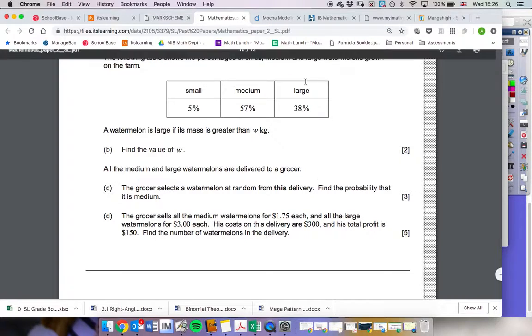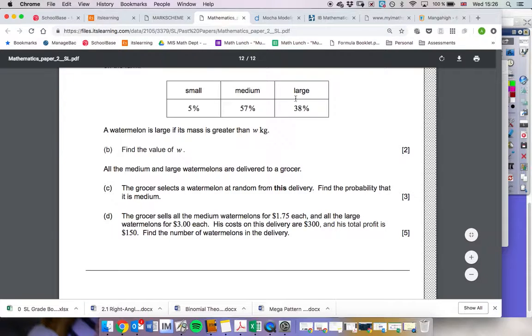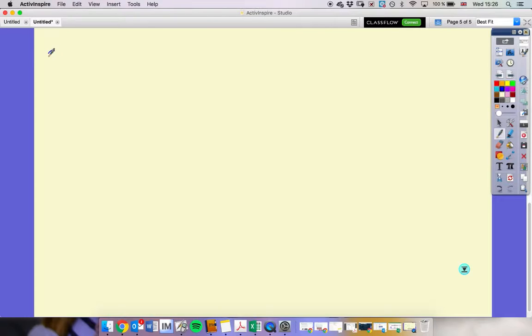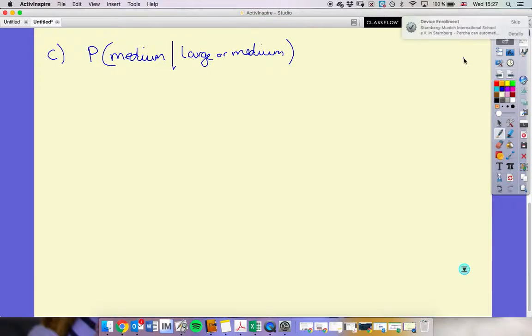So if we're just looking at these watermelons, the medium and large ones, and we want the probability that it's medium, we're actually doing some conditional probability. So we are looking at the probability that it is medium, given that it is large or medium. And you can probably do this intuitively by looking at the percentages. You could do it by looking at the formula.